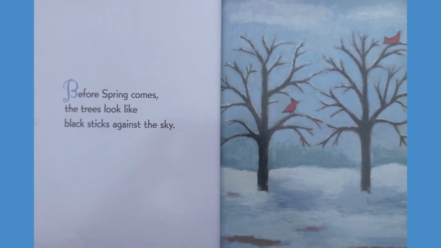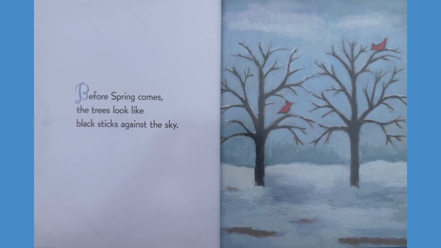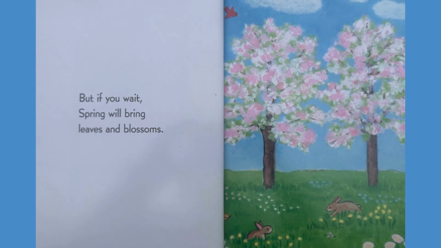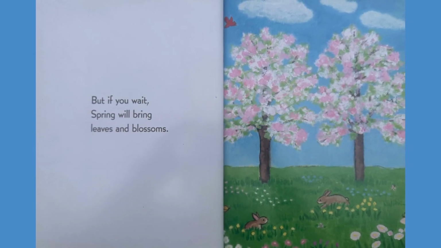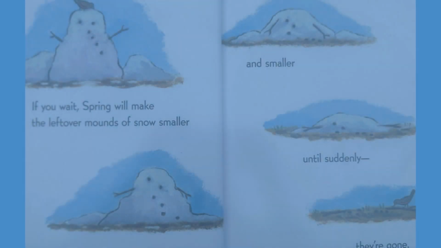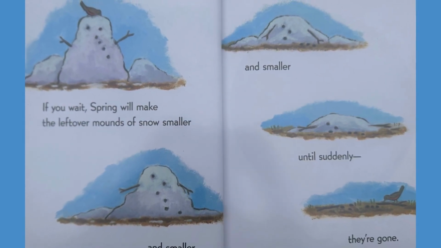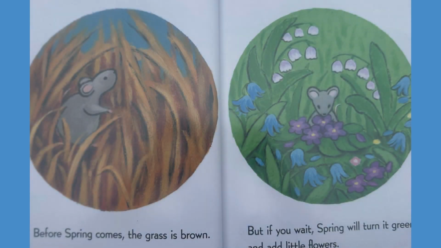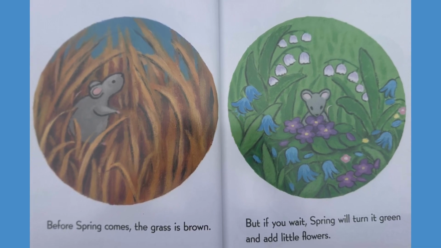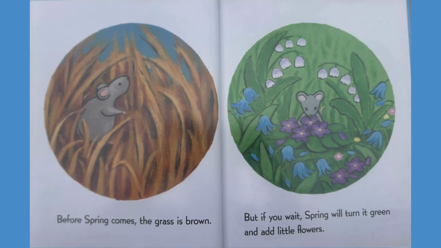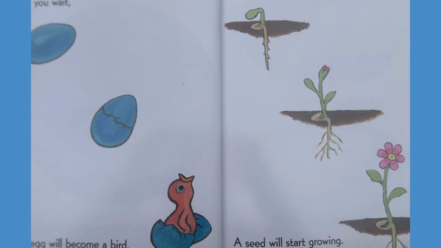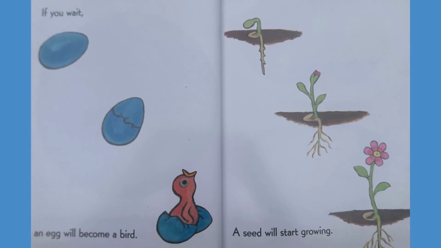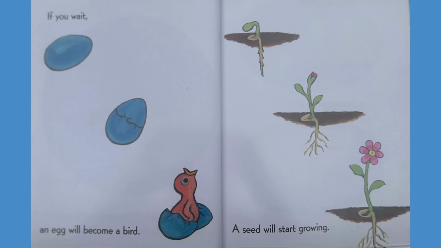Before spring comes, the trees look like black sticks against the sky. But if you wait, spring will bring leaves and blossoms. If you wait, spring will make the leftover mounds of snow smaller and smaller and smaller until suddenly they're gone. Before spring comes, the grass is brown. But if you wait, spring will turn it green and add little flowers. If you wait, an egg will become a bird. A seed will start growing.